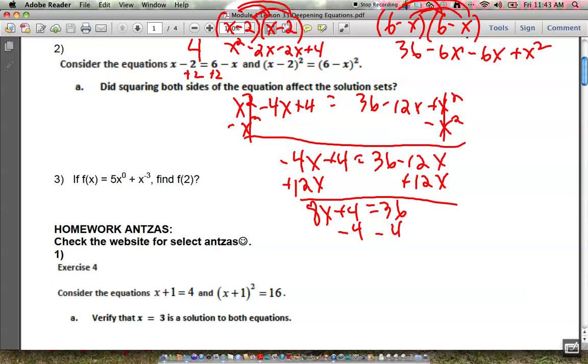And then I minus 4. And I get 8x is 32. And I divide by 8. And I still get that x is equal to 4. So the truth of the matter is, when we have a regular linear equation, which is what this is, and then I take the same exact things and I square them, you still come out with the same answer. It's not going to affect it. It's not going to create a whole new answer for you, all right?